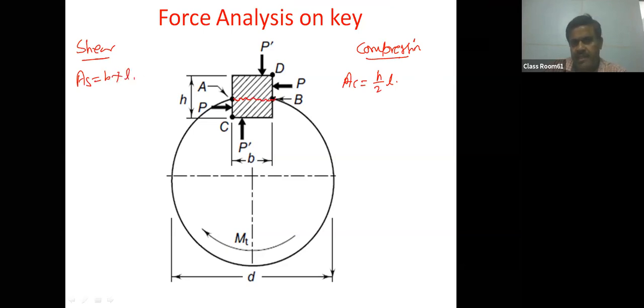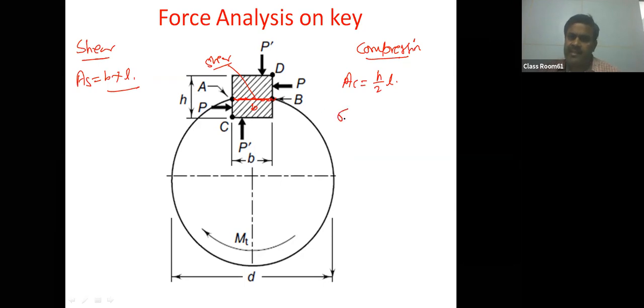This cross section is under shear. Very important. This cross section is under shear. So what is this width? This width is B. B multiplied by L, so that is the cross section. So A_s is BL. A_c is H/2 times L.